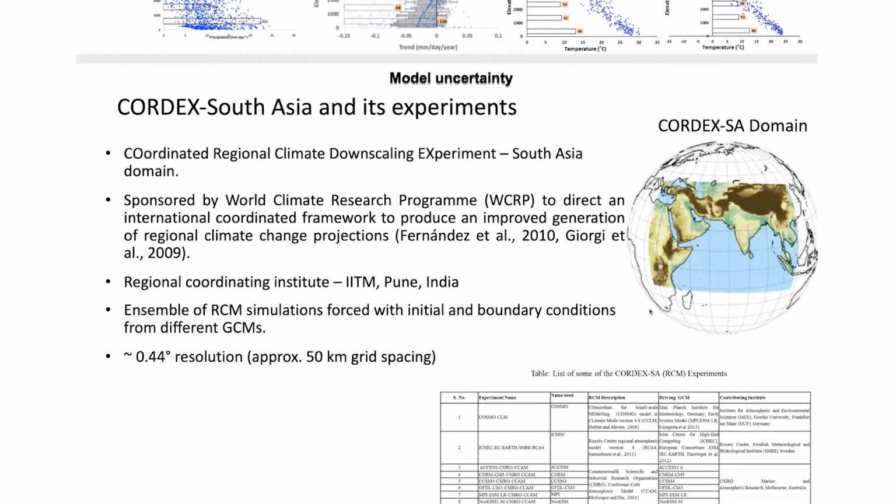CORDEX is very popular. The experiment has been done. Now we are working on CORDEX Core. I think all of you must be working on CORDEX Core. Few works have been started, but because of COVID, I could not get a final result. So maybe sometime later we can discuss that.